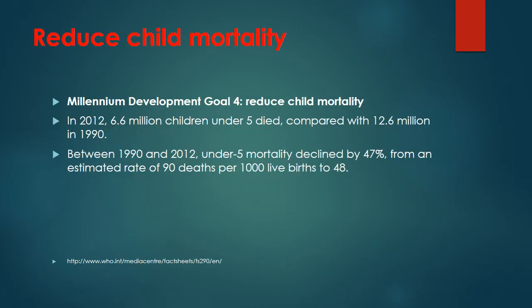We'll just have a look at each of those goals in a bit more detail. Millennium Development Goal number 4 was to reduce child mortality. In 1990, 12.6 million children under 5 died, whereas in 2012 that figure had been reduced to 6.6 million children. While 6.6 million is still a huge amount, that decline by 47% is a huge achievement.